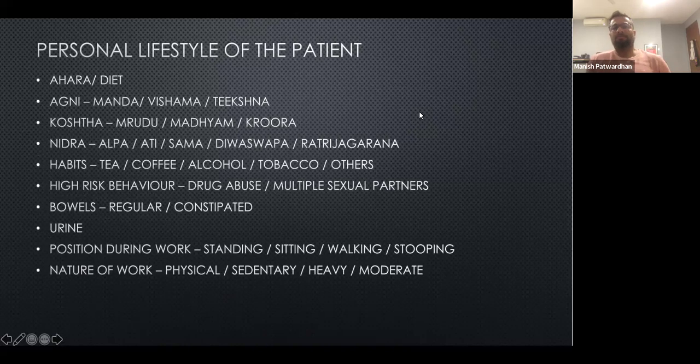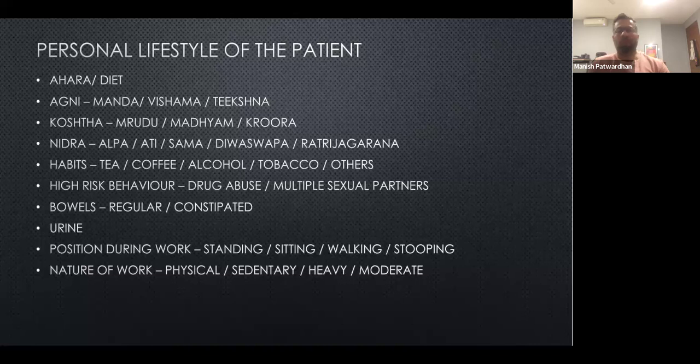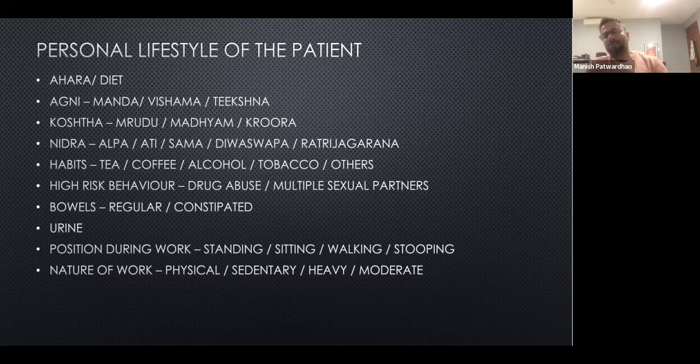Then the next is personal lifestyle of the patient. Okay. Personal lifestyle of the patient, which is the first and foremost is the diet. What is the food the person is having? So what do you do? You ask them to write down their complete food habits during the day, right from getting up in the morning. So ask them the question, at what time do they get up?